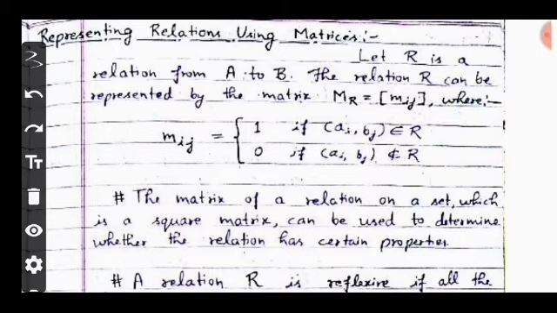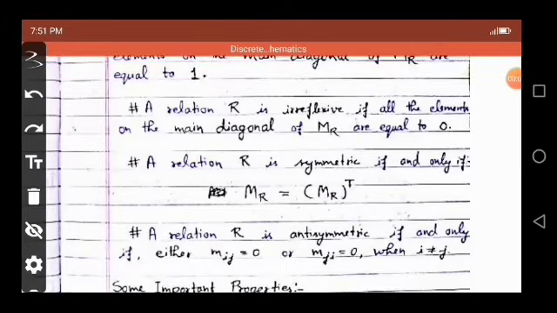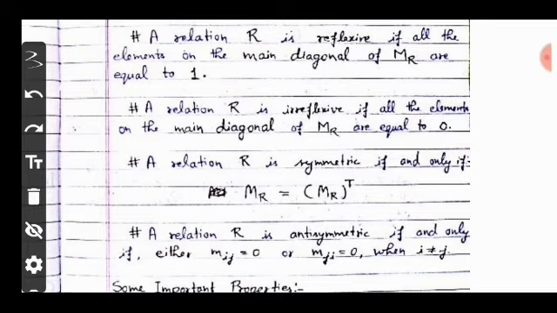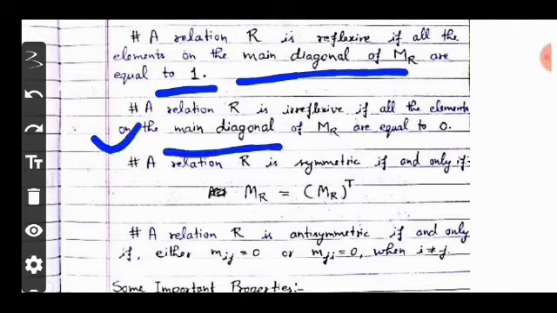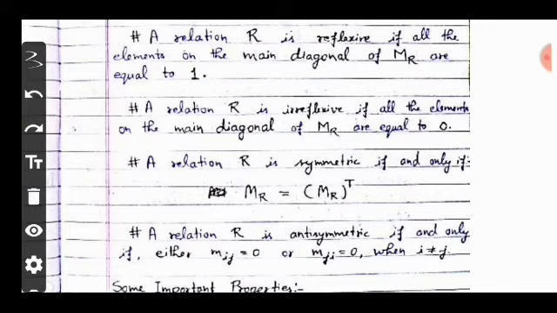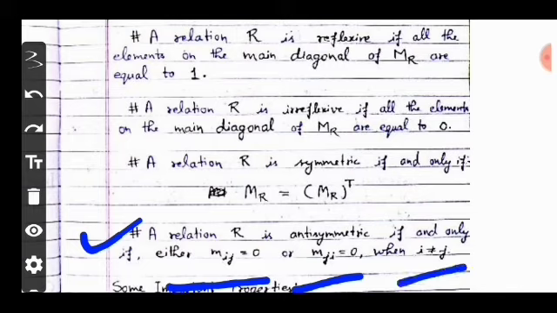The matrix of a relation on a set, which is a square matrix, can be used to determine whether certain properties hold, like reflexive, irreflexive, antisymmetric and symmetric. A matrix is reflexive if and only if the main diagonal of the matrix is equal to 1, and irreflexive when the main diagonal is 0. A matrix relation R is symmetric if and only if the matrix is equal to its transpose, and a matrix is antisymmetric when either M_ij is 0 or M_ji is 0, where i is not equal to j.